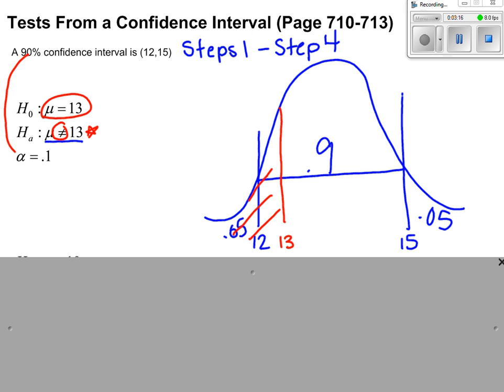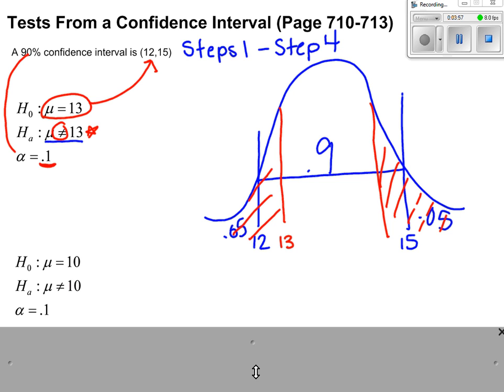Remember, my alternate is double-sided though. So whatever I have on one side, I also have that same thing on the other side. So my p-value together is going to be more than 10% because both of those sides are greater than 5%. So if my p-value is greater than 10%, that means I'm going to fail to reject because my p-value is greater than my alpha level. Another way to say it is that this 13 is in this interval right here. So the 13 is a very reasonable estimate because it's in the confidence interval itself.